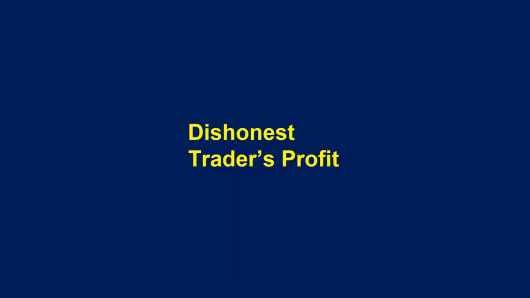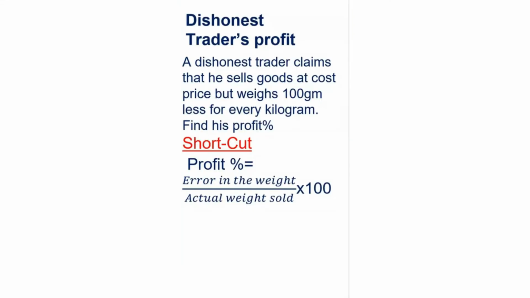We'll discuss a shortcut to calculate a dishonest trader's profit. A dishonest trader claims that he sells goods at cost price but weighs 100 gram less for every kilogram. Find his profit percent. Here he sells goods at cost price. Selling price and cost price are same, but he gives 100 gram less for every kilogram, means when he claims he is selling 1000 grams, that is 1 kilogram, he is giving 100 grams less.